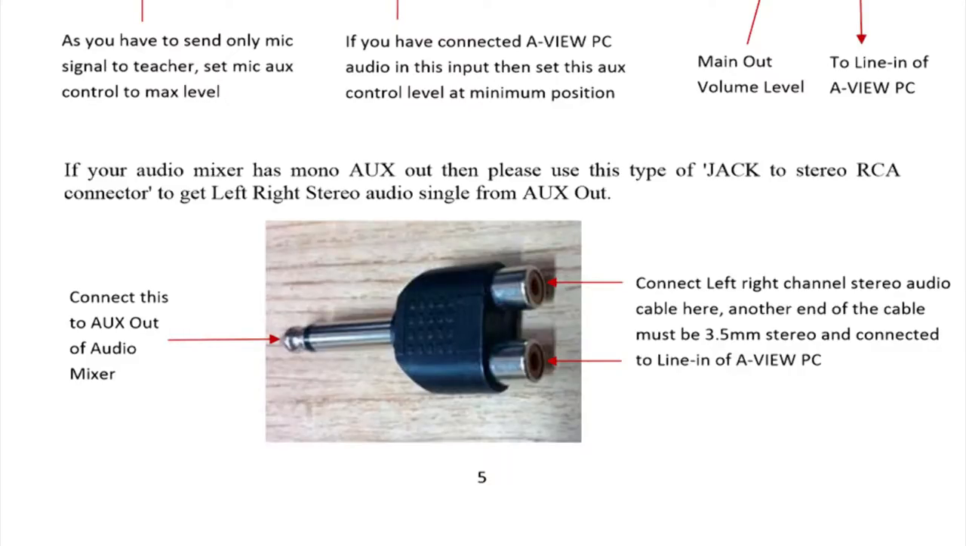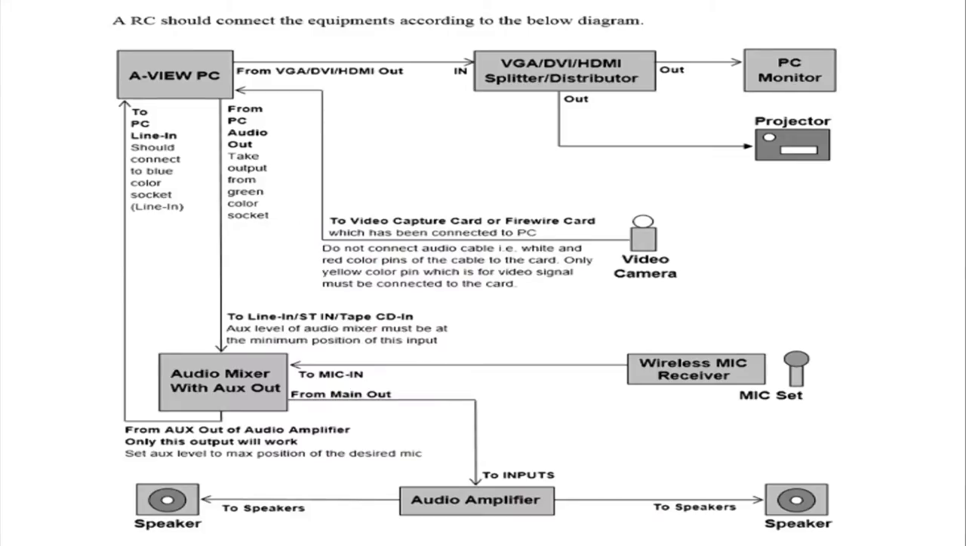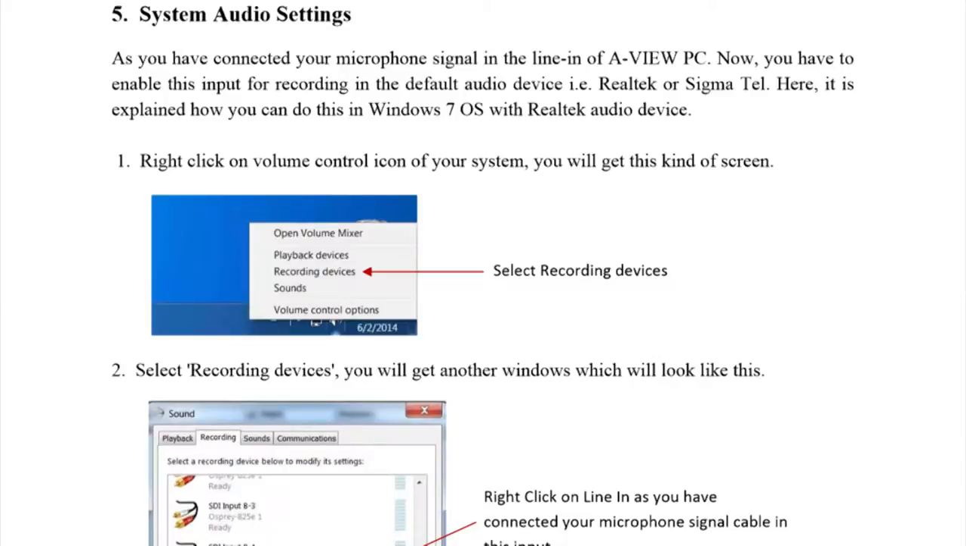All the instructions are inside this file, on how you can make the connections properly. This is the diagram. Then the system audio configuration settings. There is a confusion here. Suppose you have inserted a microphone or audio input in the machine. But in some cases, there are multiple inputs for audio: the mic in and the line in.